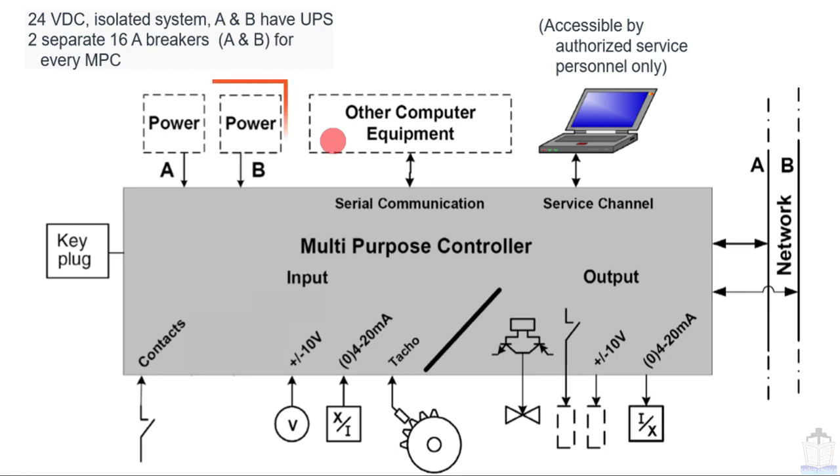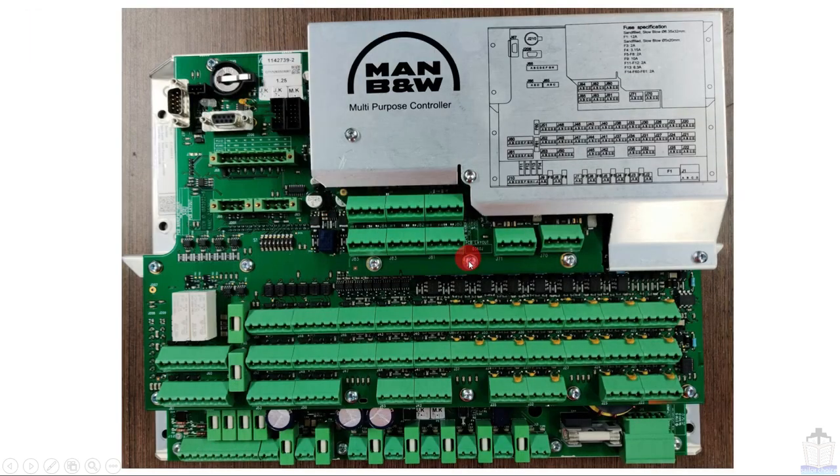Our first is power input A and B. A means it is coming from UPS A and B is coming from UPS B. We will see where they are located in the MPC. As I have already told you, this is our main power input socket J1.